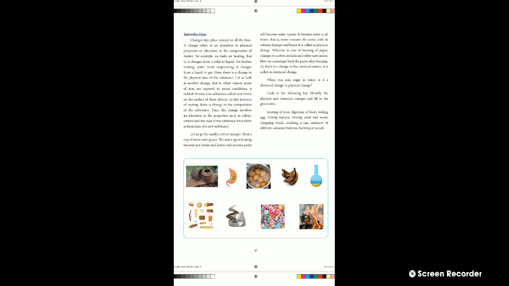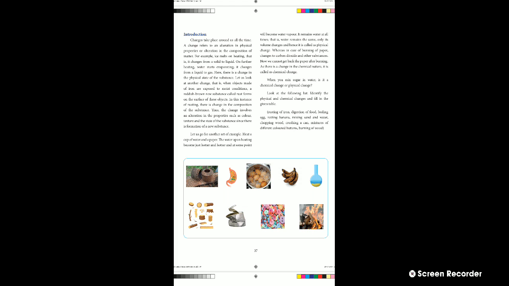Once you burn the paper, it does not come back to the same position. It's not possible. That is called chemical changes. After this change, the chemical nature is different, so it's called a chemical change. If the matter comes back to the same position, it is called a physical change. If it does not come back to the same position, it is called a chemical change. That is the concept. Very clear, children?